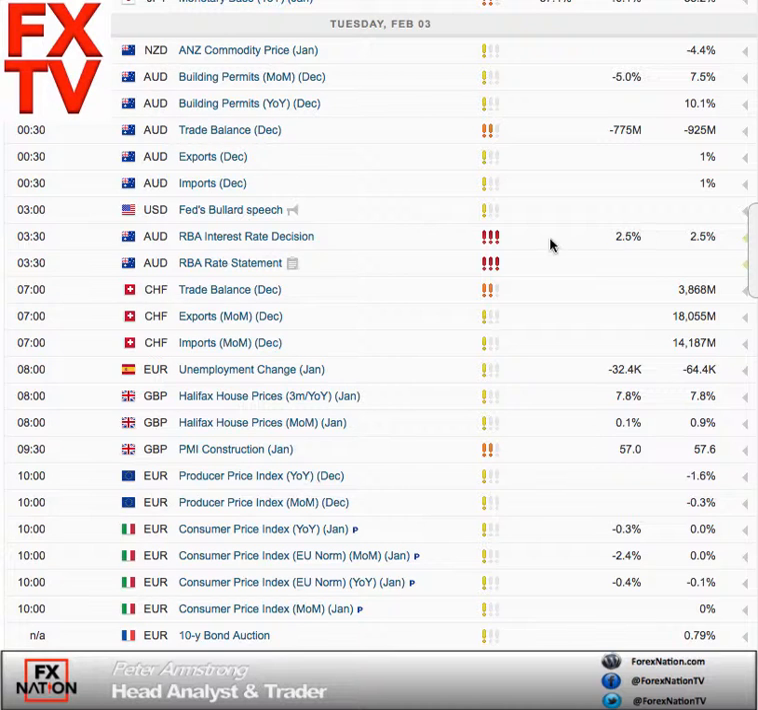So if we do get a rate cut, we will see the Australian dollar fall, and it should fall fairly significantly. The initial reaction will be there, and then it should follow on throughout the week. If we don't get a rate cut, however, the interest rate statement will then become the focus. The initial reaction would be a bounce. People would initially buy the Australian dollar.